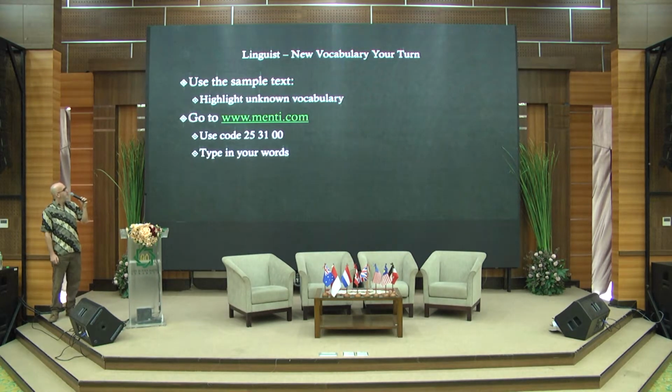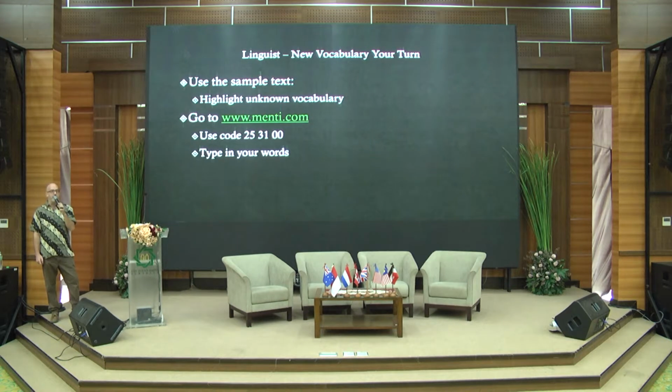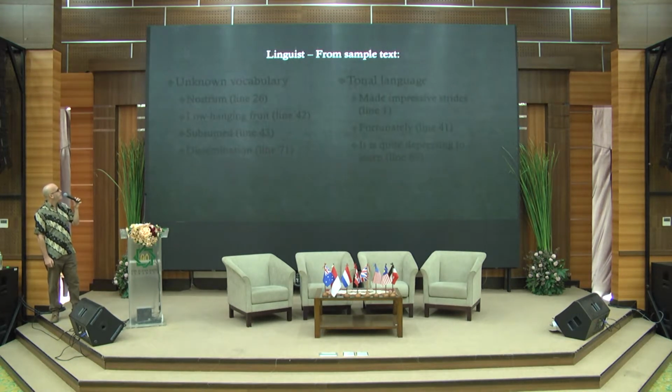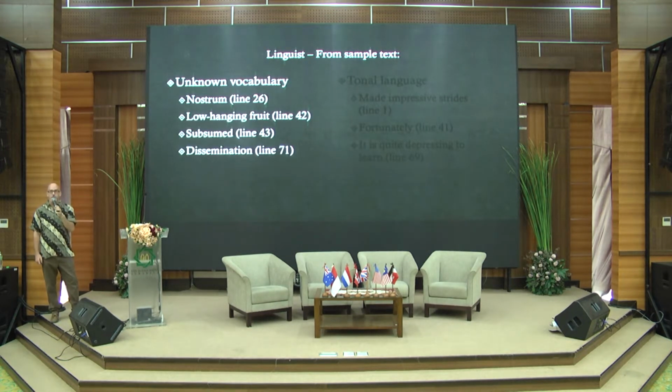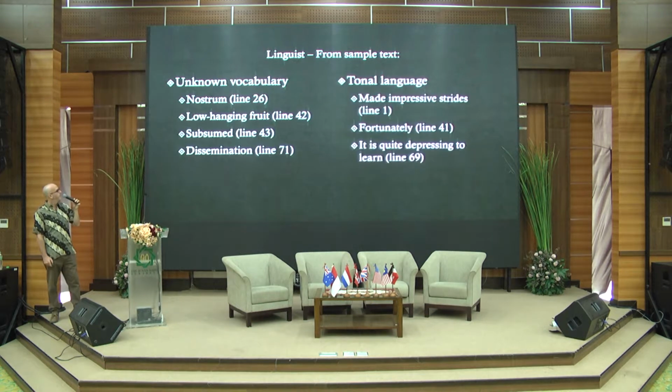I was going to do another Mentimeter where you type in your unknown vocabulary, but we don't really have time, I'm afraid. We can come back to this at the end if there is time. So this is some of the unknown vocabulary I found based on the text: nostrum, low-hanging fruit, subsumed, dissemination. All the line numbers there are given for you.